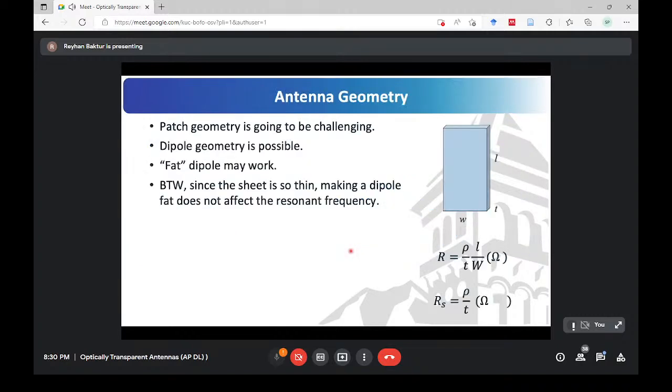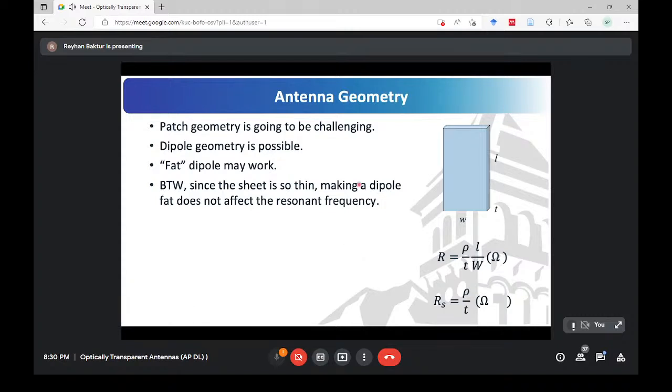Now we talked about challenges and different types of transparent conductors. Now let's come to the antenna geometry. I'm hoping that after this point, you will take it on your own, because I imagine you read a lot more papers than me every day and you have a fresher mind. So that's our hope.